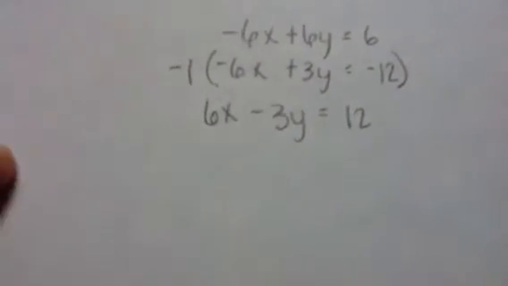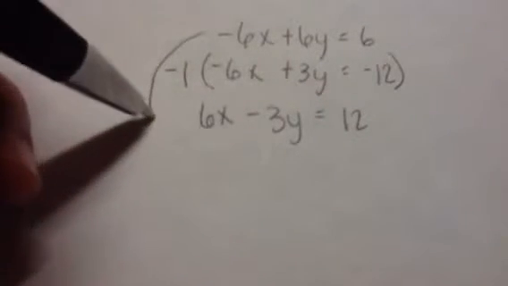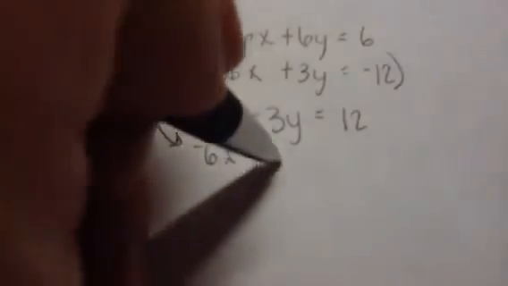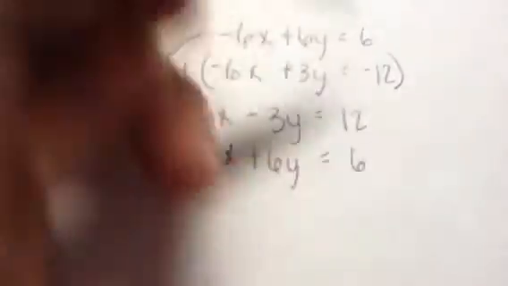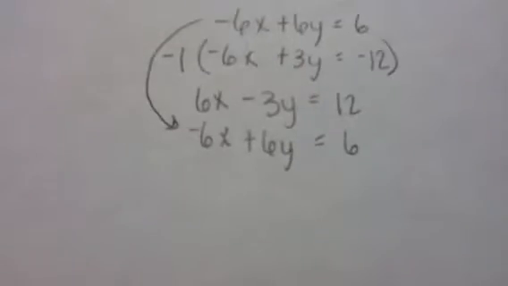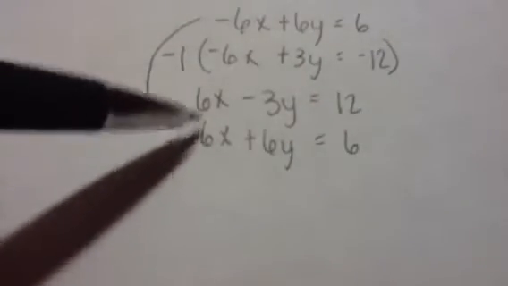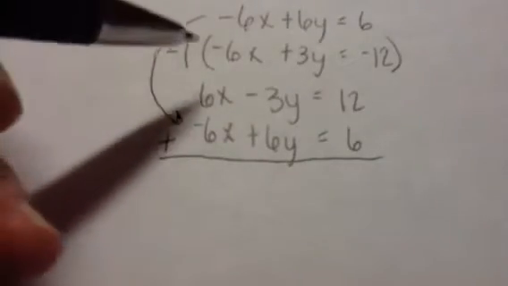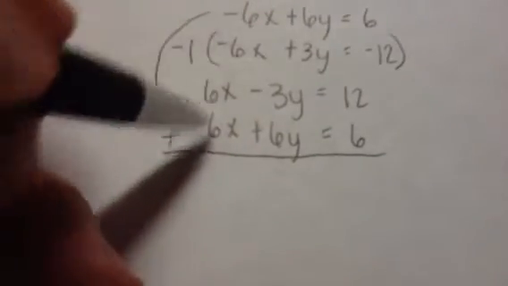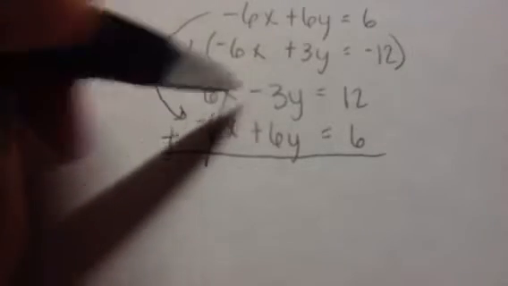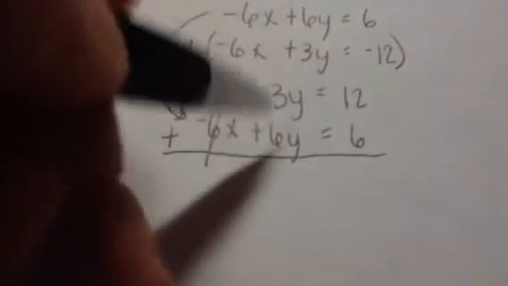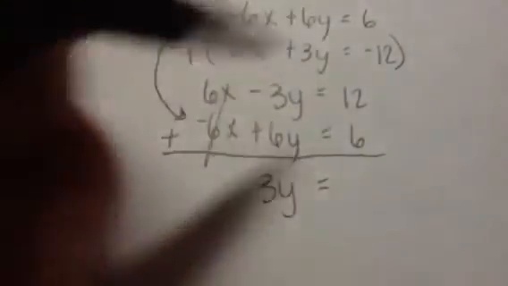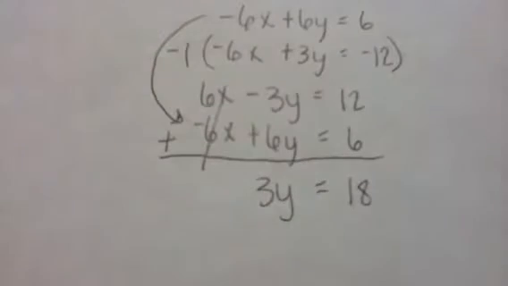Now I'm going to take the first equation and rewrite it directly underneath this one. So I have negative 6x plus 6y equals 6. As you can see, if I add these together, the x terms would cancel, and then I could solve for y. So I'm going to do that now. 6x plus a negative 6x cancels to be 0. Negative 3y plus 6y is going to give me 3y equals, and then 12 plus 6 is going to give me 18.